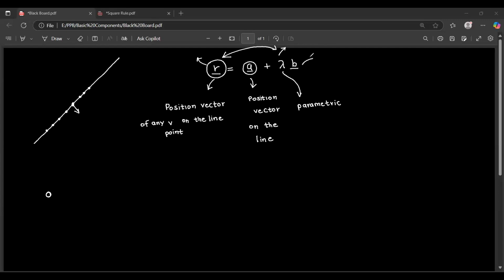And b is the direction vector of the line. This is also fixed. Direction vector of the line.